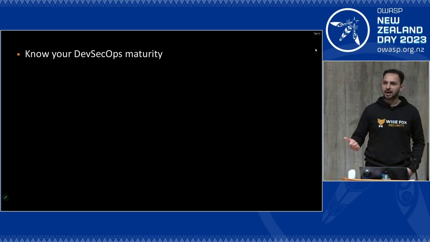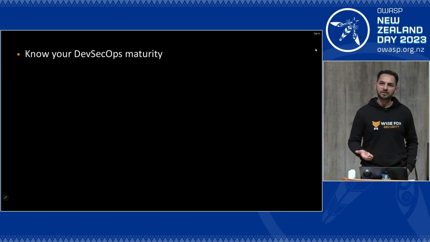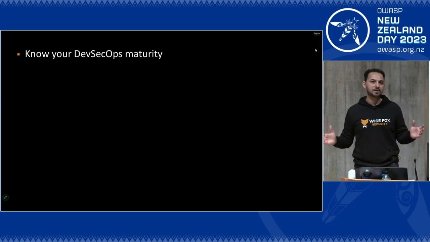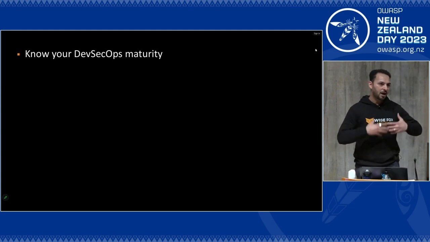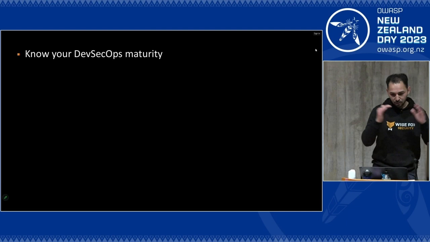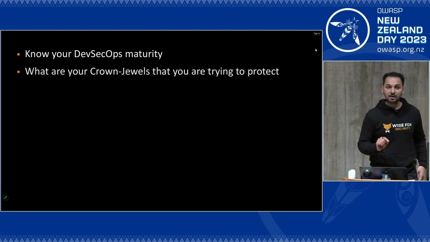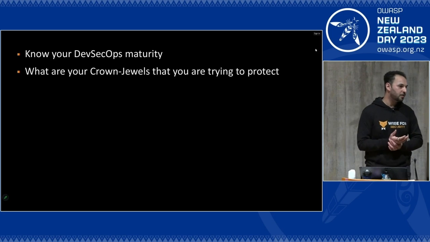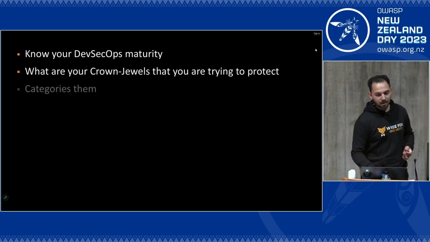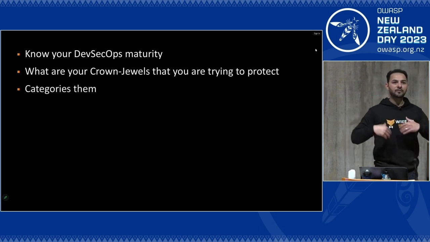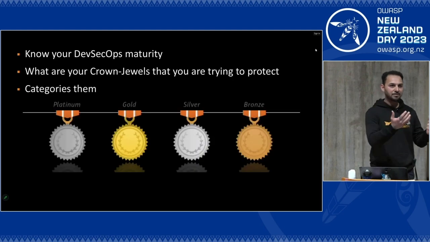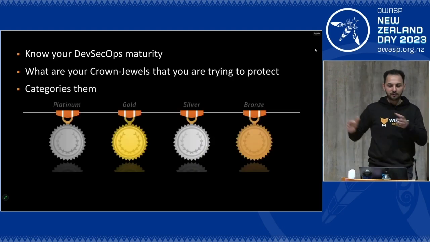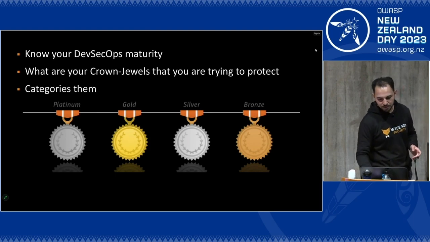Firstly, you need to understand where you stand in terms of your DevSecOps maturity. Are you fully comfortable? Have you been using DevSecOps for maybe a year or two? Are your tools fully tuned? You have to look at all of that. Then you need to understand what you're trying to protect. What are the crown jewels of your organization? If you know what they are, you have to categorize them, maybe something like platinum, gold, silver, bronze, right? So you can categorize your applications in these categories.